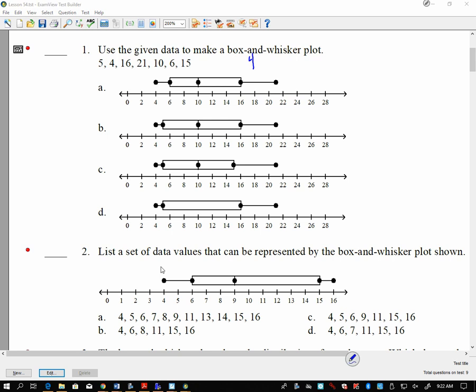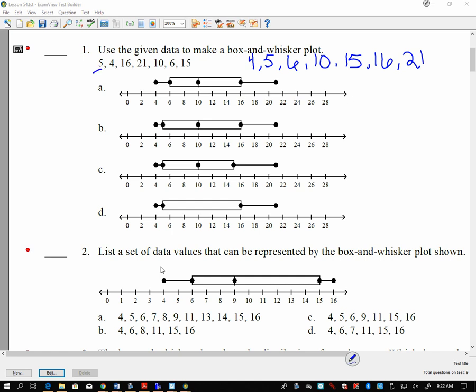So 4, 5, 6, 10, 15, 16. Anything else? 21. Okay, is that it?